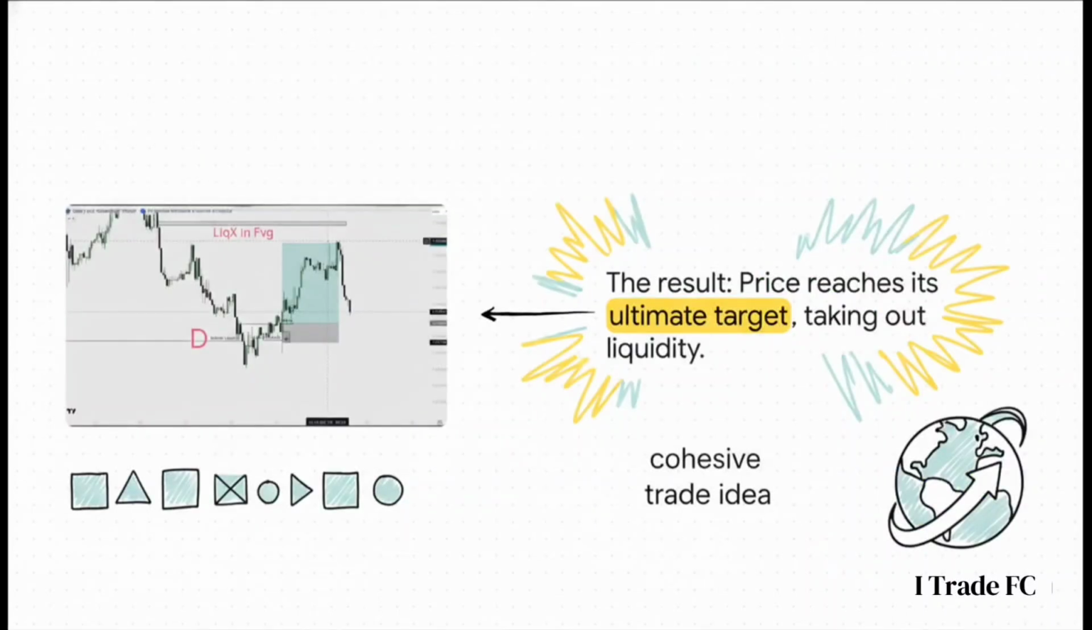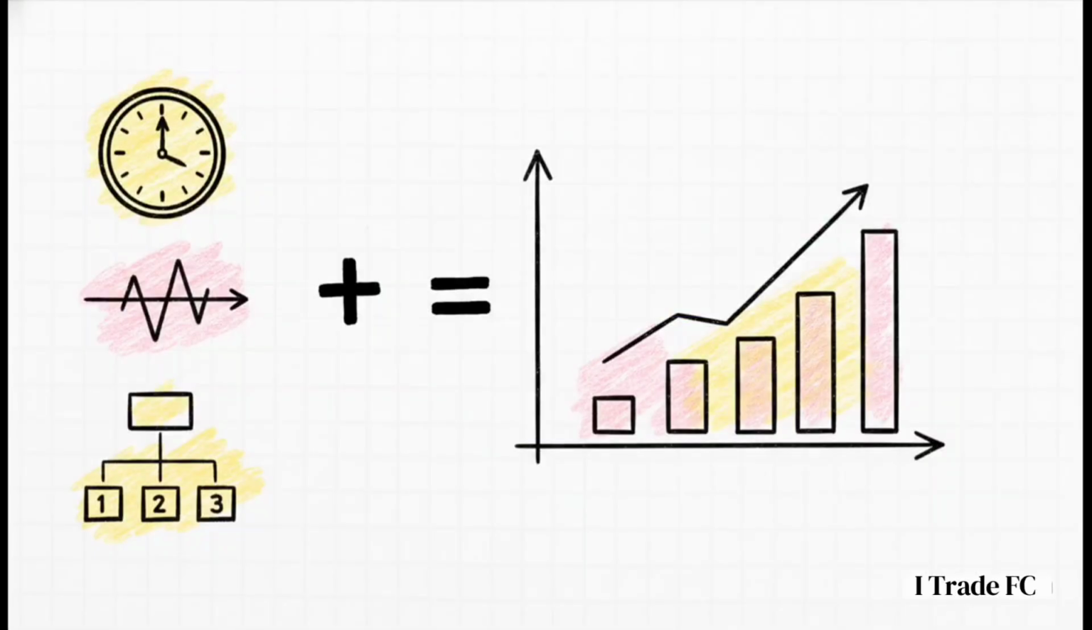And here's the payoff. The trade plays out exactly as planned. Price just rockets up all the way to its ultimate target, taking out that liquidity we spotted way back in step 1. This just perfectly shows how the model connects all the dots across different time frames into one single cohesive trade. So, what's the big idea here?